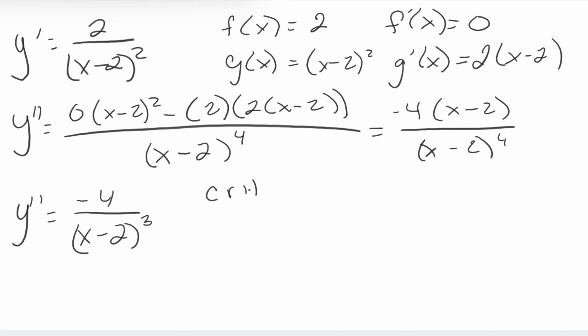So my critical number is still 2 in this case. Now, unlike the mins and maxes, this one has x minus 2 to the 3rd power down below, so that can change sign. It's not a square. So we will have concavity up and concavity down.